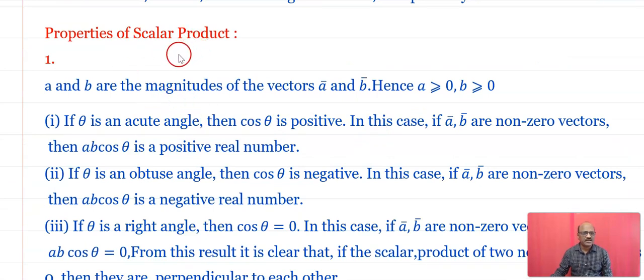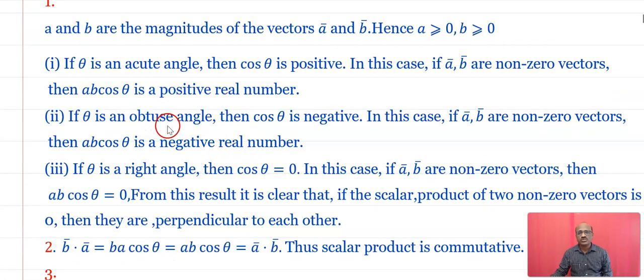You are learning this in 11th standard physics. A and B are the magnitudes of the vectors A bar and B bar. Hence, A is greater than or equal to 0 and B is greater than or equal to 0. If theta is an acute angle, then cos theta is positive. In this case, A bar and B bar are non-zero vectors, then AB cos theta is a positive real number.